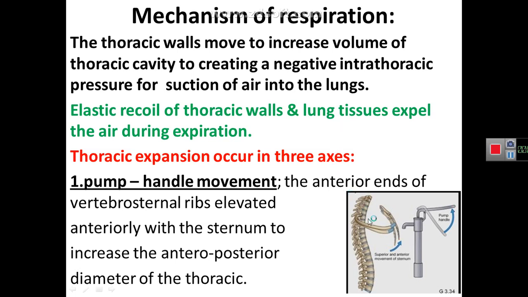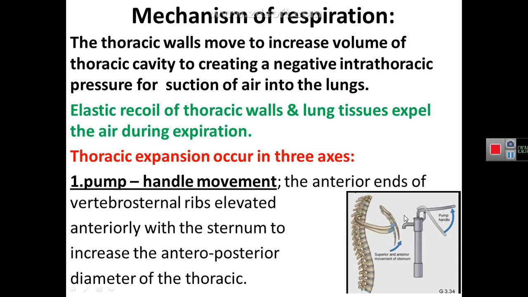So the main issue of the mechanism of respiration is the issue that explains why the volume of the thoracic cavity is increased during inspiration. What is happening when the obliquely setting ribs are elevated, subsequently resulting in an increase of the thoracic cavity? Actually, the explanation of this increased volume of the thoracic cavity could be explained in terms of 2 points. Number one, the pump handle movement.